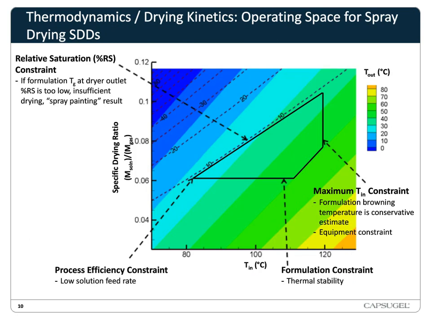So this slide shows an example of a thermodynamic operating space for spray drying SDDs. On the y-axis, we have a specific drying ratio, and that's the mass of solution divided by the mass of gas. And on the x-axis, we have the inlet temperature of the spray dryer. And the contour lines represent the outlet temperature at the spray dryer. So the space is constrained by several things: really, material properties that are affected, and then the process.